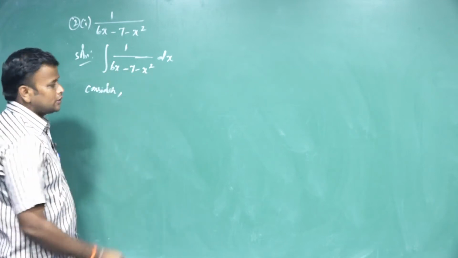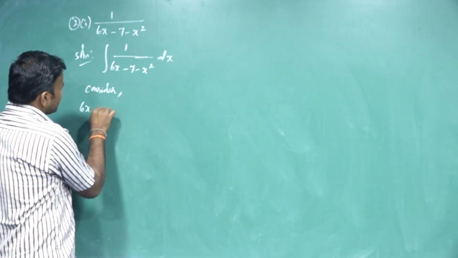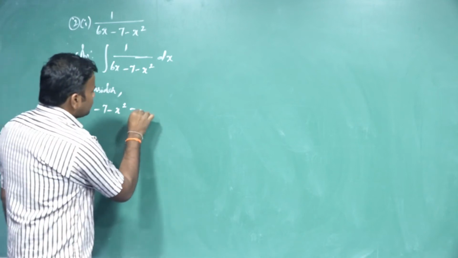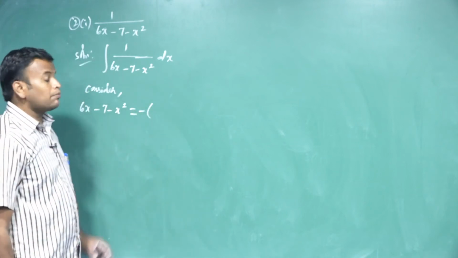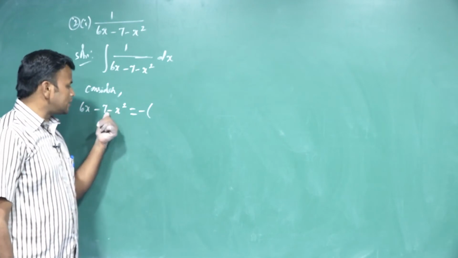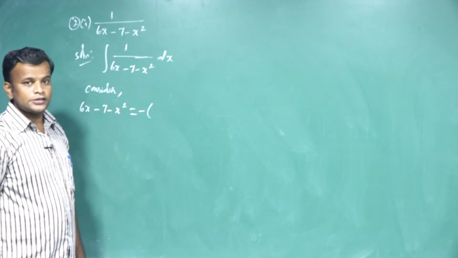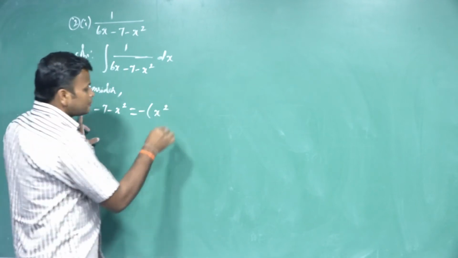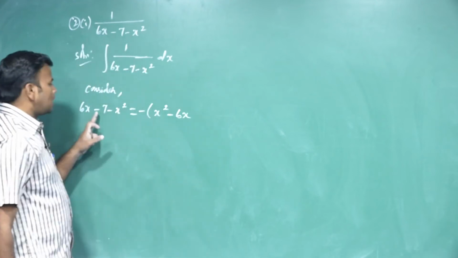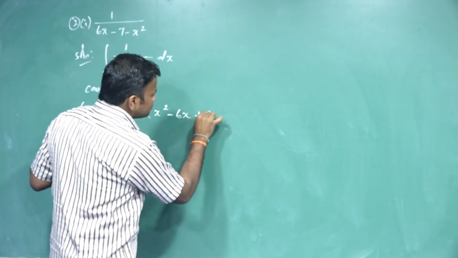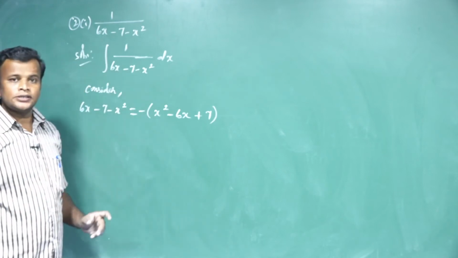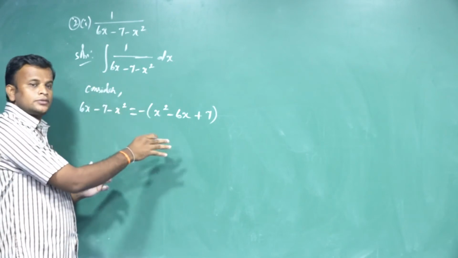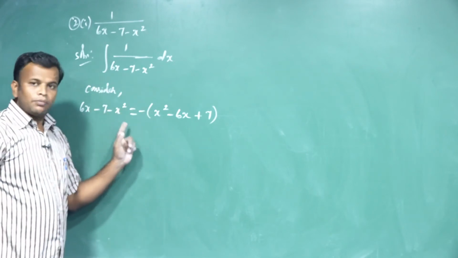This quadratic polynomial 6x minus 7 minus x square is there. For our convenience, I will take the minus sign outside, because x square contains minus. So it becomes x square, and plus 6x becomes minus 6x, and minus 7 becomes plus 7. I take the minus outside because the coefficient of x square should be 1.